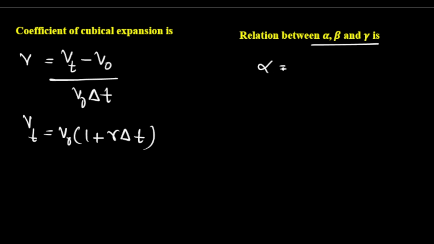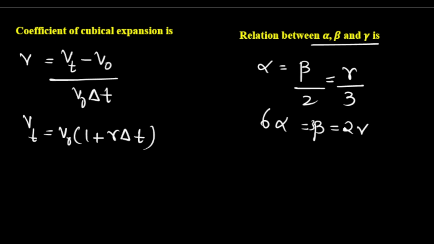Relation between alpha, beta and gamma. Alpha is equal to beta by 2 equals gamma by 3, and this is important. This can be asked. So 6 times alpha is equal to 3 times beta is equal to 2 times gamma. This is important, and this can easily help you in solving the answers.